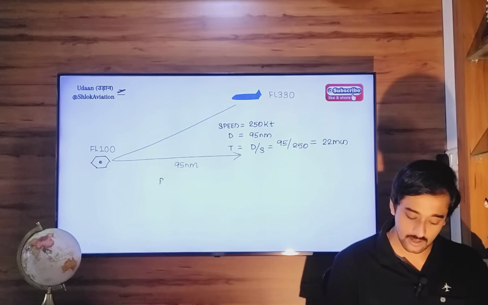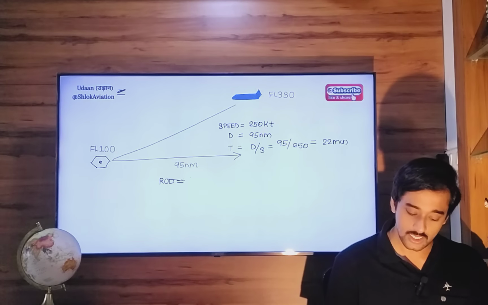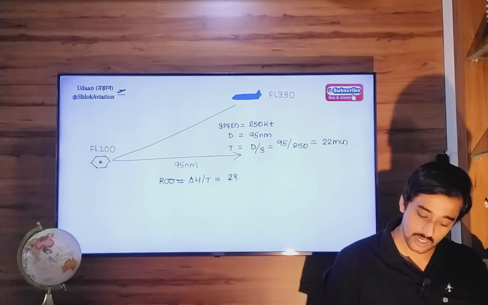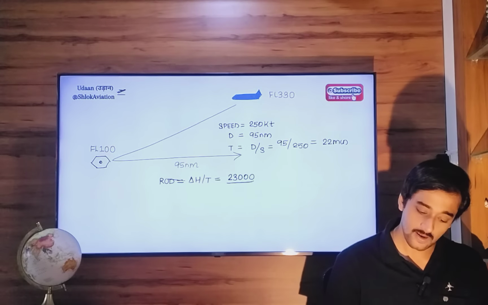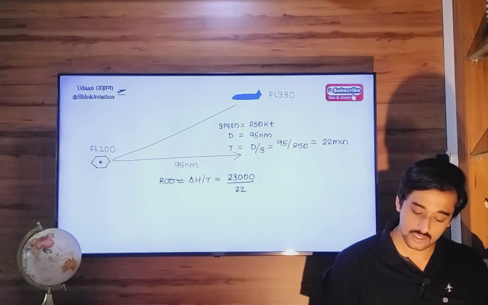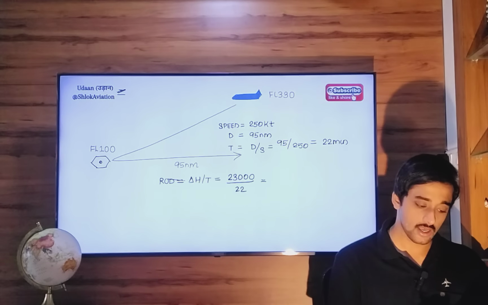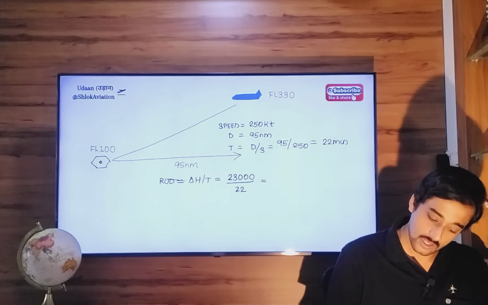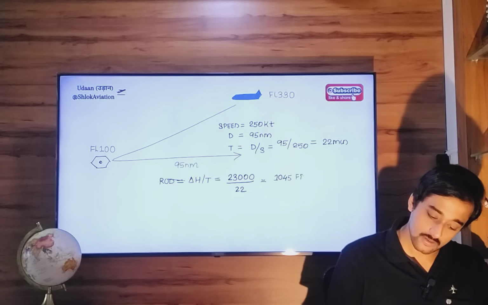So rate of descent will be change in height divided by time. So 33,000 minus 10,000 is 23,000 divided by time taken, 22 minutes. So 23,000 divided by 22 is 1045. Okay, 1045 feet per minute.